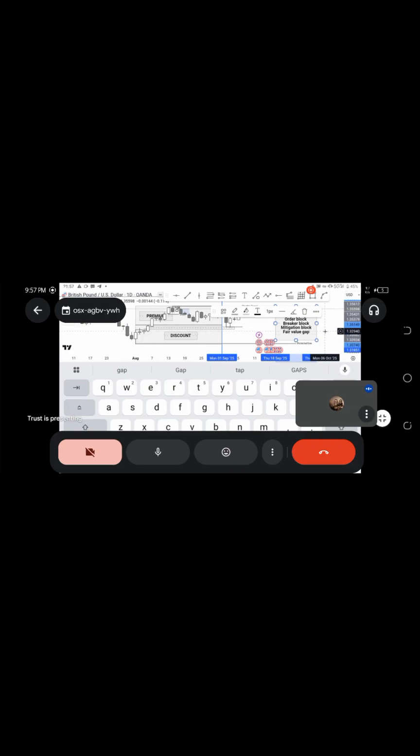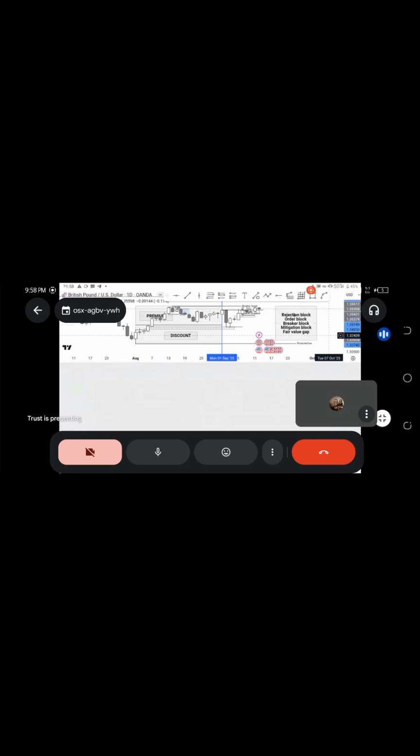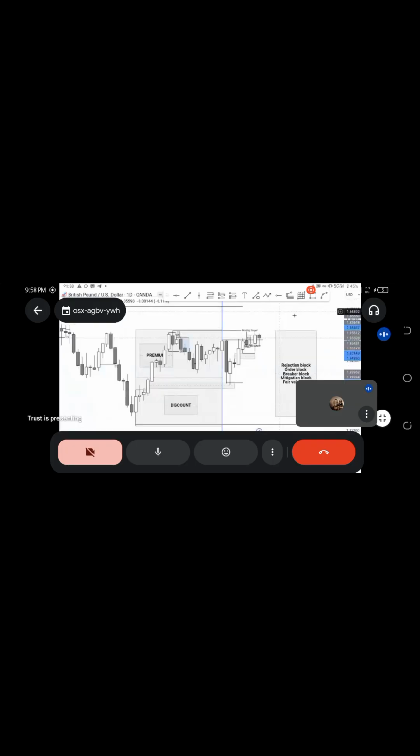What of rejection block? Is it the same thing as mitigation? Yes, there's rejection block. This is rejection block. Okay, order block. Something was covering it.